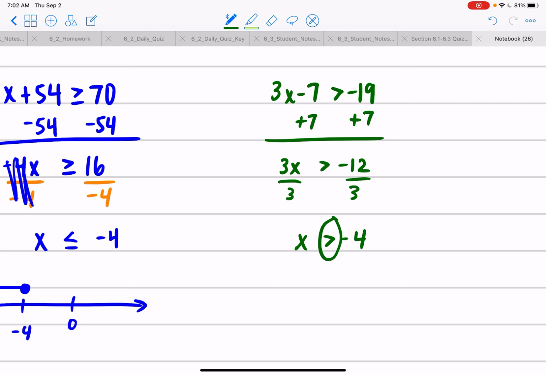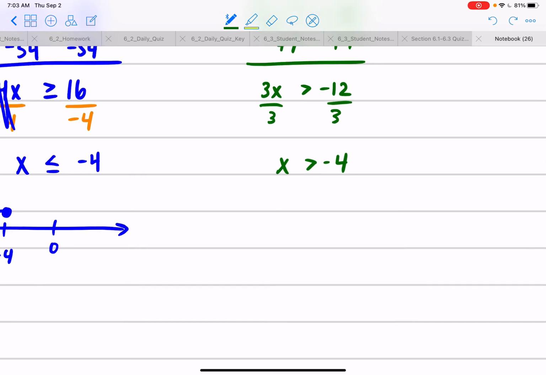Notice how I'm not flipping the sign here. I'm leaving it the same. Why is that? Because I divided by positive 3. Okay? It's negative 12 over here, but I don't care about what's over here. I care about what I'm dividing by. So in this case, I'm dividing by a positive number, so I don't need to worry about flipping the sign at all. Okay, so x is greater than negative 4.